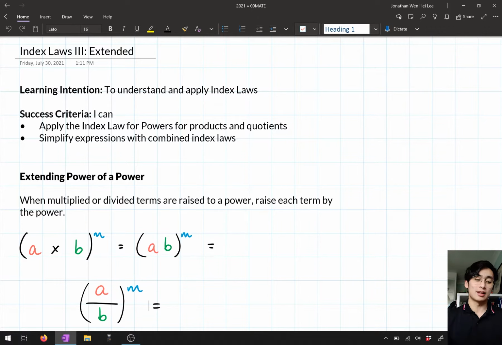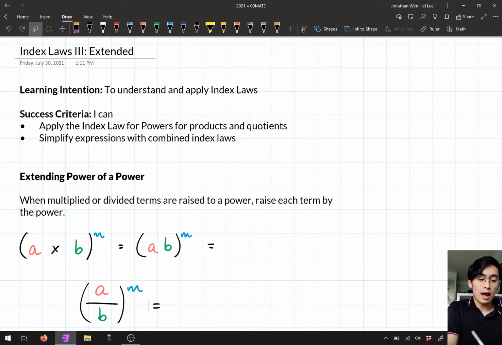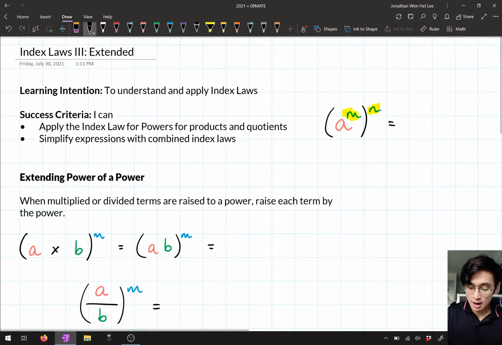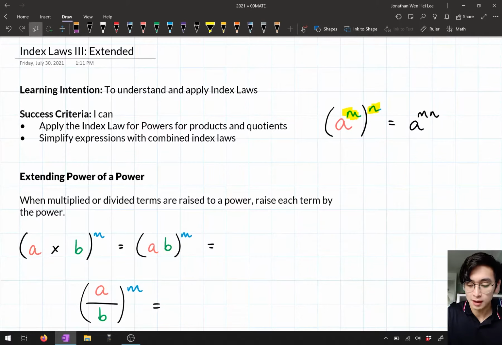Now from the last lesson, we looked at what happened if you took a power of a power. So for example, if I had a to the power m, and then I raised that to a power n, so we took a power, m, and then we took that to another power, n, what we noticed was that this actually became a to the power m times n, or a to the power mn. And so what we did was we multiplied the powers.